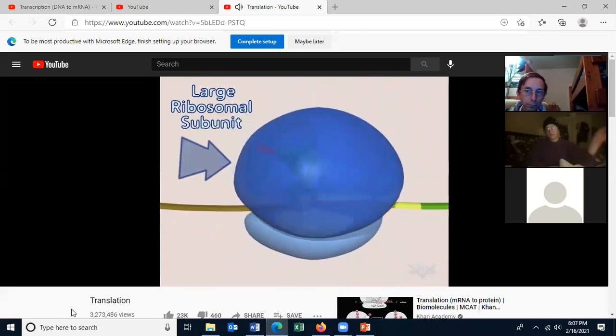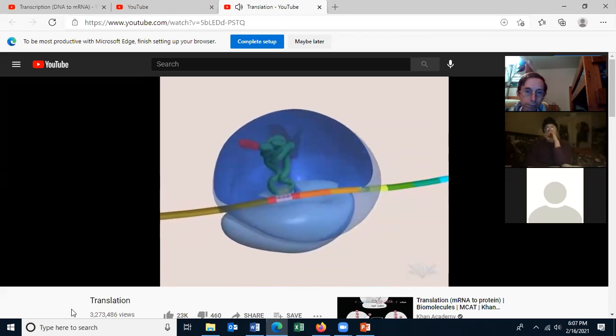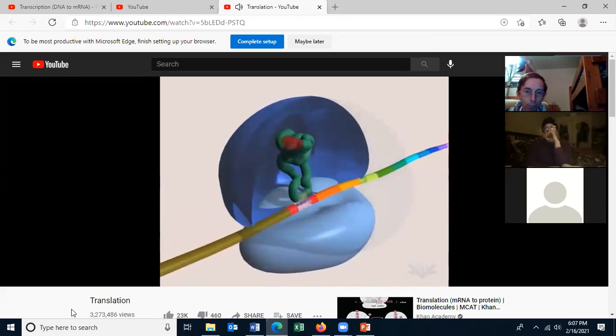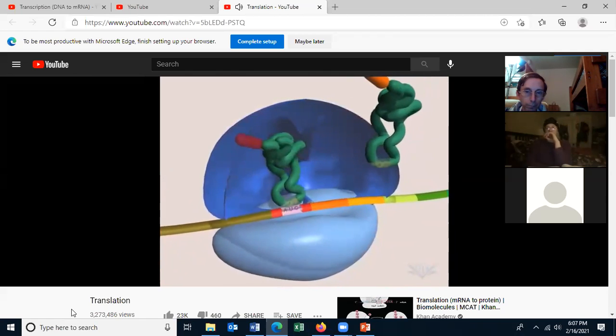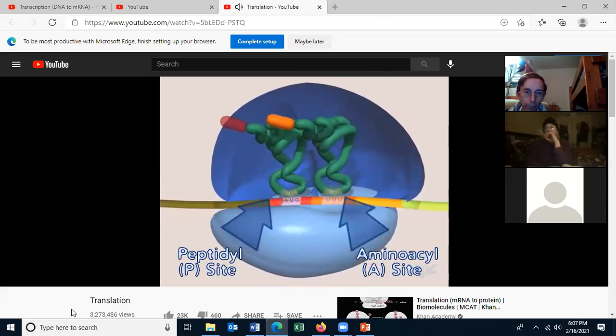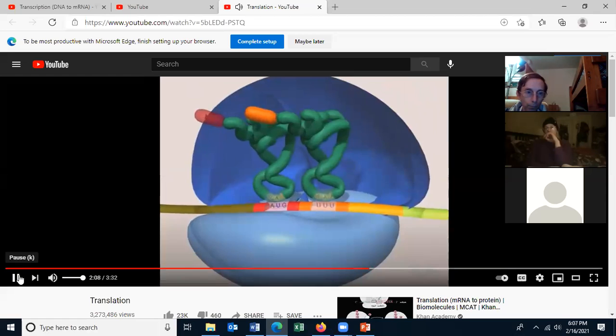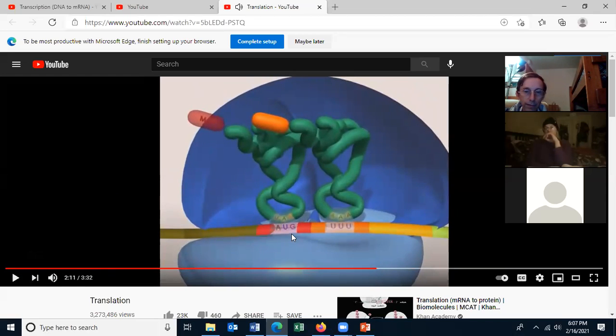The large subunit of the ribosome now binds to create the peptidyl, or P site, and the amino acyl, or A site. The first tRNA occupies the P site. The second tRNA enters the A site and is complementary to the second mRNA codon. Okay, you don't need to know the names of the different sites to the ribosome, but you should know that there are 2 sites in the ribosome.